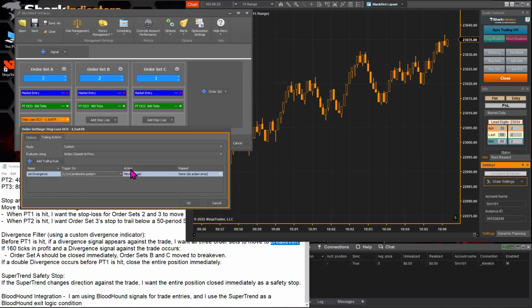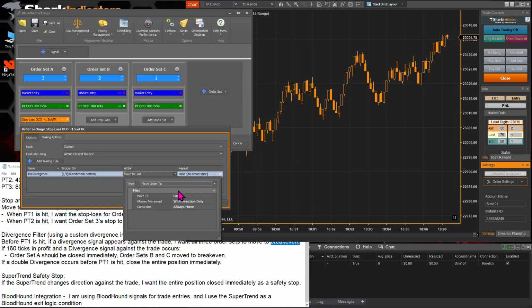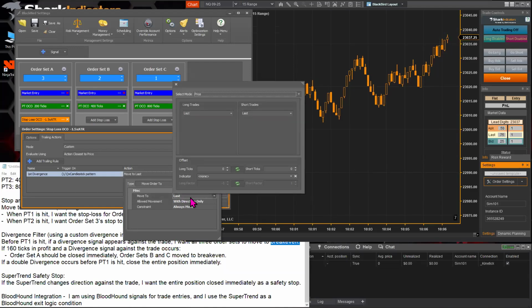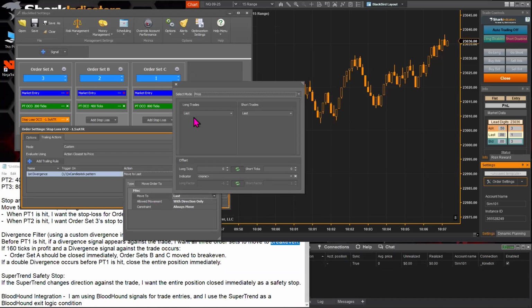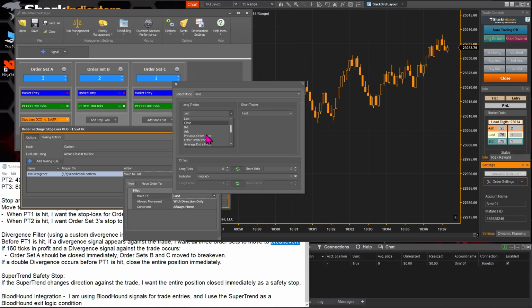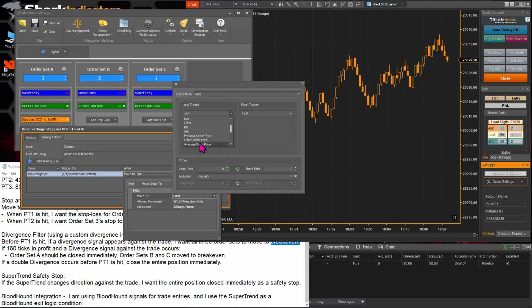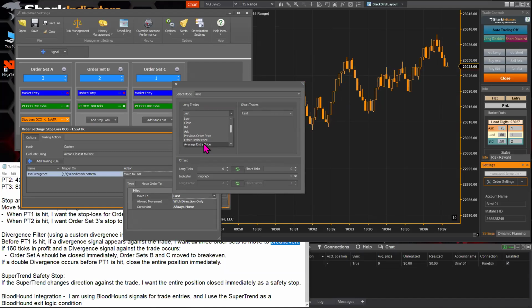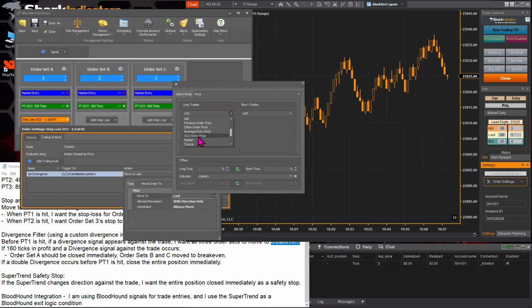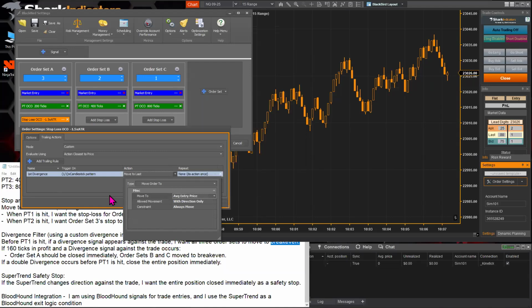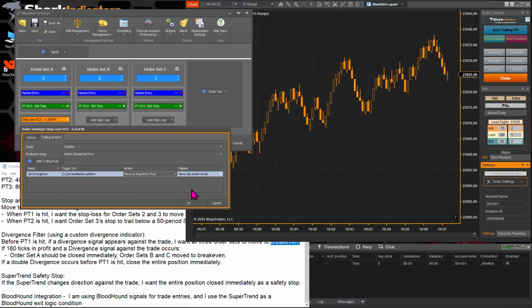Okay, and so now we have the trigger in place, which is reading that divergence signal, and now the action is to move to break even. So, right, what is break even? Well, we're going to move our order to not the last price, but I'm just going to use the average entry price, right? So if you wanted to, you could use the actual entry price, but I'm just going to use the average entry price there. All right, and that's it. So there's your break even.